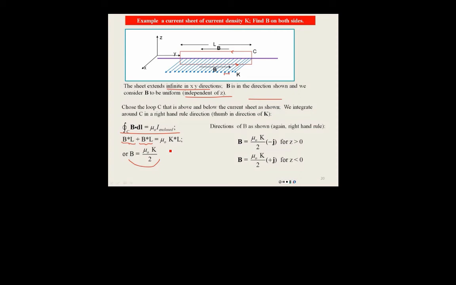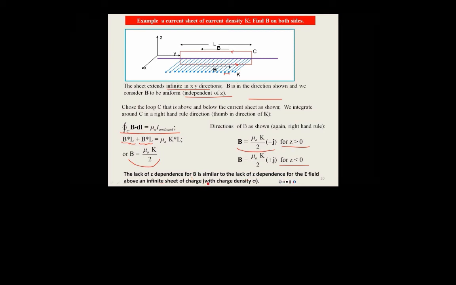Then you go back to the direction of B that we talked about before, and you can go through the right-hand rule again: the B on top is heading in the negative J direction, and B on the bottom is heading in the plus J or plus Y direction. And these of course are for Z greater or less than 0. The lack of Z dependence is similar to the lack of Z dependence for the E field that I mentioned above an infinite sheet of charge with uniform charge density sigma.